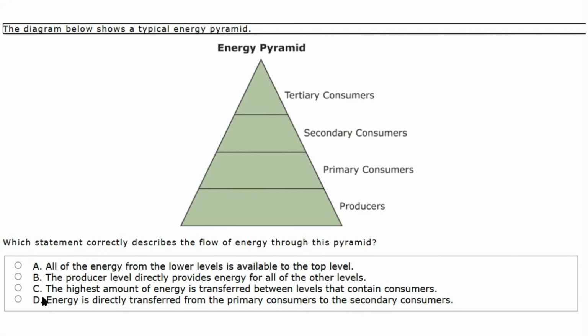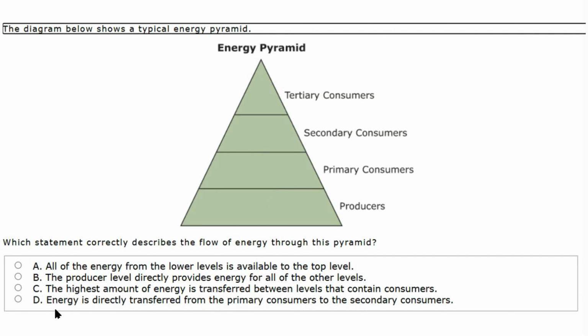Let's see option C. Highest amount of energy is transferred between levels that contain consumers. Highest energy, as I said, is directly received by the producers. So the highest level of energy is in the producers, and as it goes up, the amount of energy is going to reduce. So that is also not going to be the correct option.